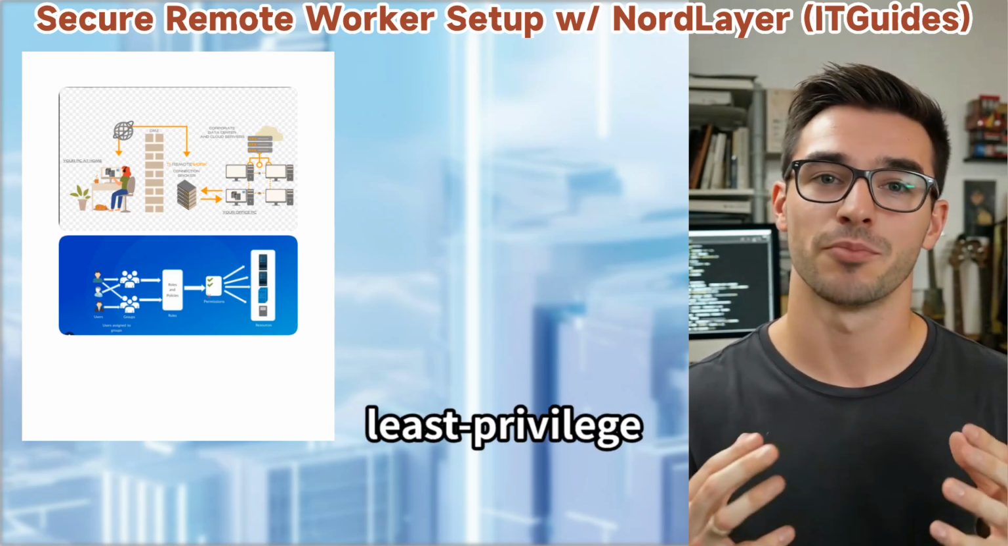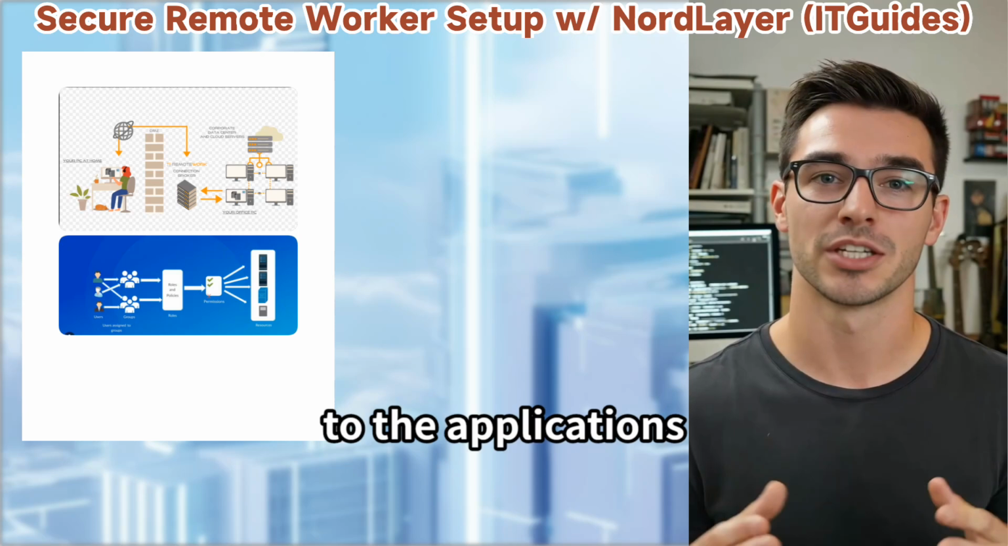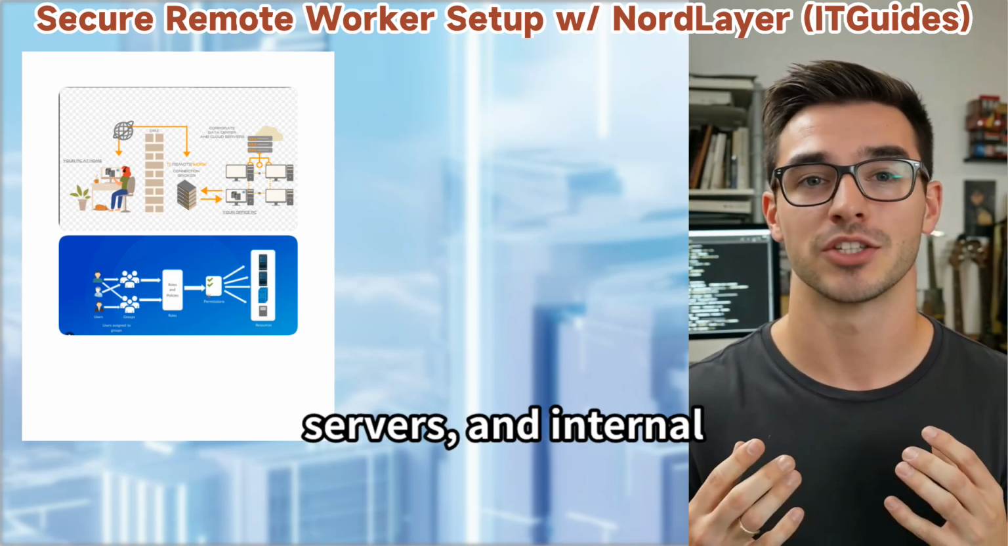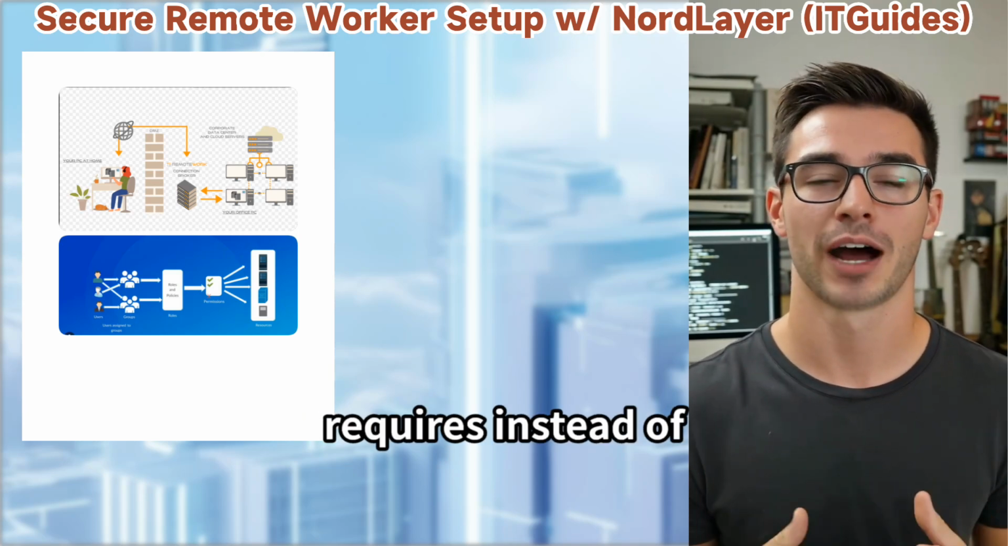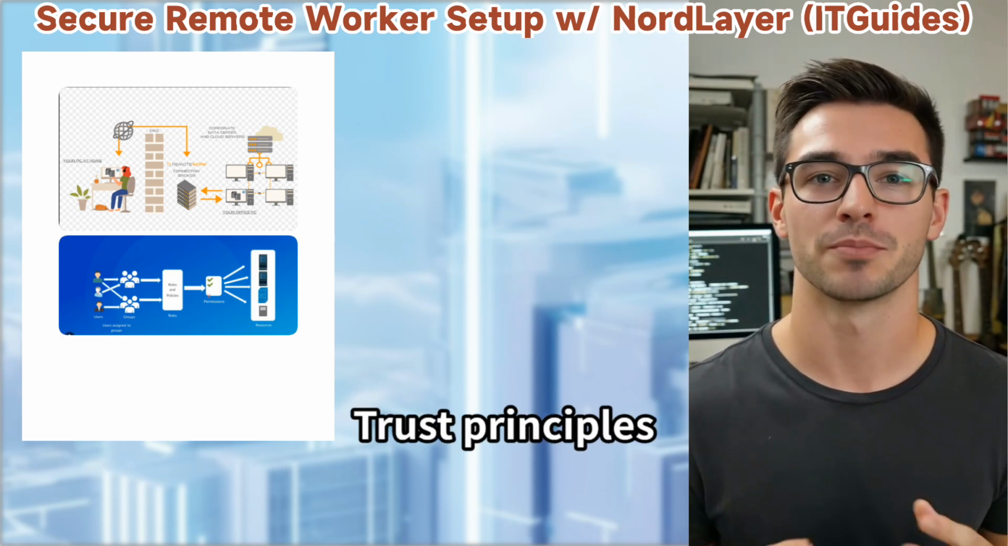4. Apply least privilege access. Create groups based on job roles. Grant access only to the applications, servers, and internal resources each group requires instead of exposing the entire network. This aligns with zero trust principles.